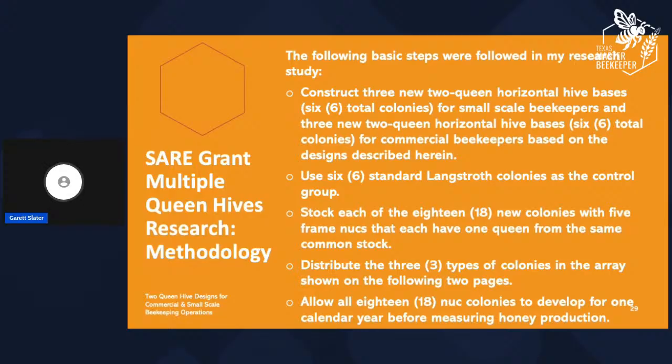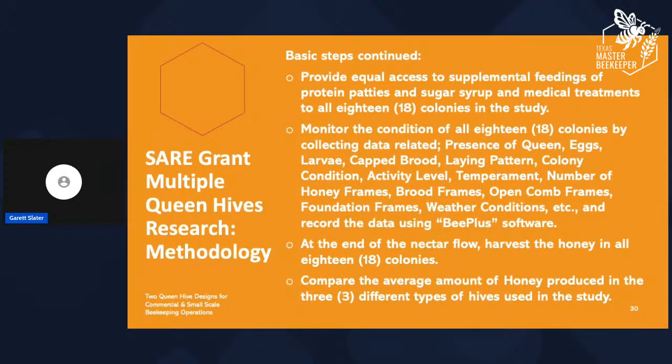It basically walks through all of those. And then when I show you the array that was set up, I distributed the 3 different colony types. They were distributed equally across the array in the apiary so that no one colony type had an advantage in the field. In terms of feeding, all 18 colonies were provided the same access to supplemental feedings, protein patties, and sugar syrup. And based on mite loads, if determined that medication was needed, then all 18 colonies were treated similarly.